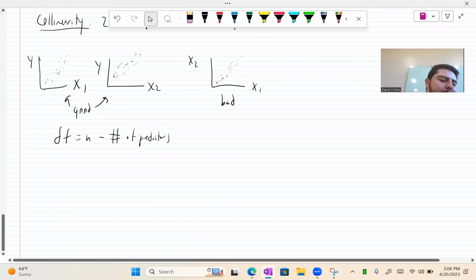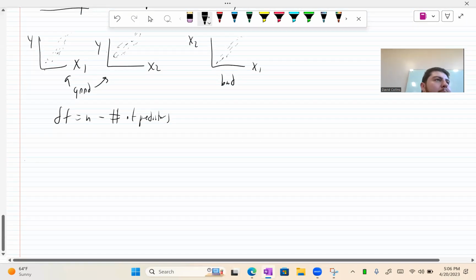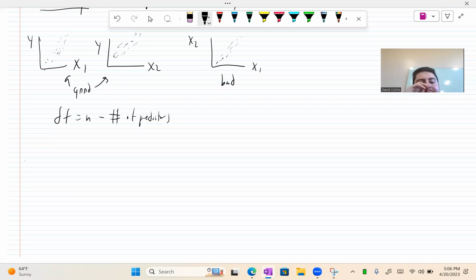Oh, and also, before I forget, we have R squared, right? The fraction of variability in the response accounted for by the model. Now that we have multiple predictors, there is an adjusted R squared. It accounts for the effectiveness of each predictor.